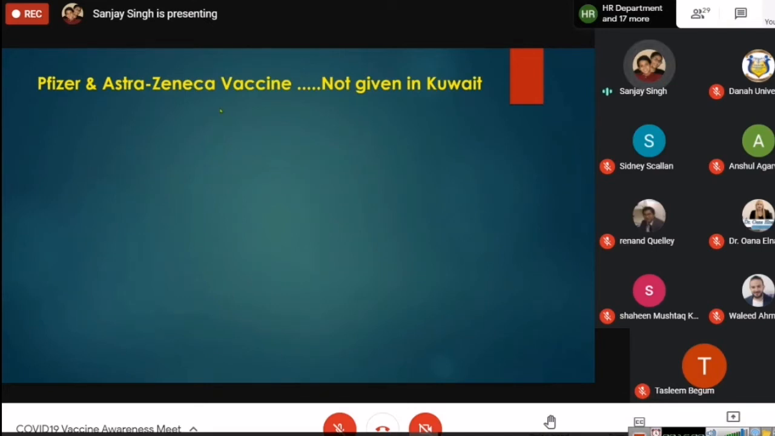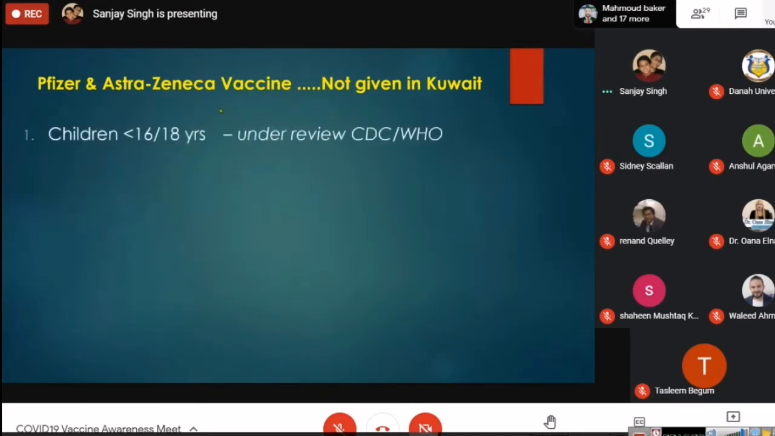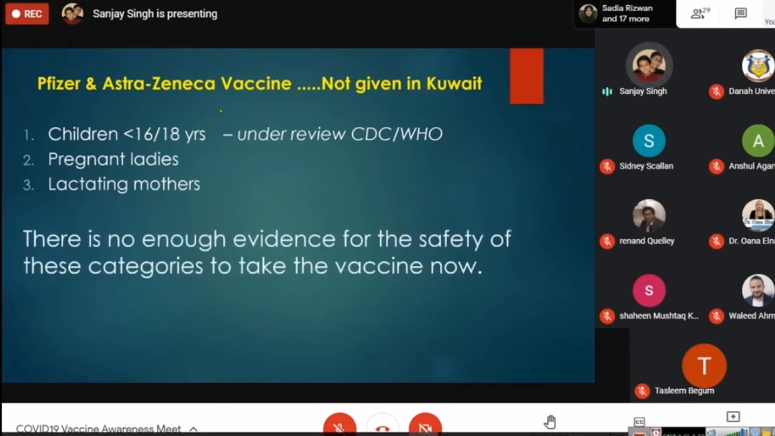So what are the groups of people that shouldn't be vaccinated? Children below 16 years or 18 years, depending on the vaccine, but currently this is under review and it's going to be reduced to 12 years. Pregnant ladies and lactating mothers. At the moment, there's not enough evidence for the safety of this category to take the vaccine. But it's still under review, because a lot of pregnant ladies who did not know they were pregnant got the vaccination, and they did not have any side effects. But research is still going on among pregnant ladies and lactating mothers.